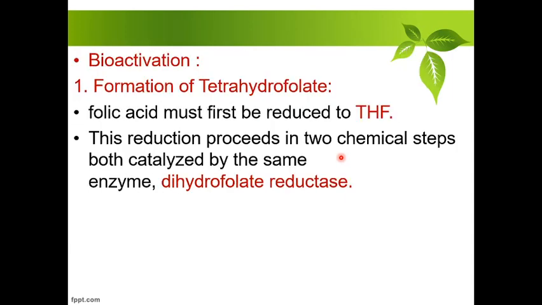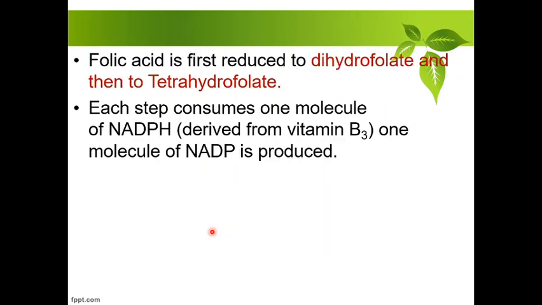Bioactivation. Folic acid must first be reduced to tetrahydrofolate. The reduction takes place in 2 steps by the enzyme dihydrofolate reductase. Which enzyme converts the folic acid into its active form? Dihydrofolate reductase. Folic acid सीधे tetrahydrofolate में नहीं होता है convert. It is first reduced to dihydrofolate and then to tetrahydrofolate.